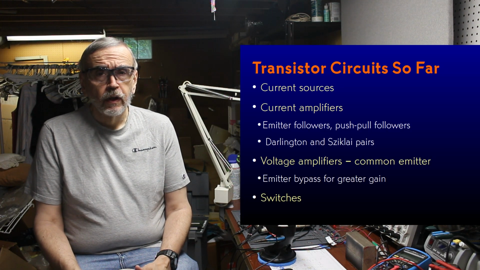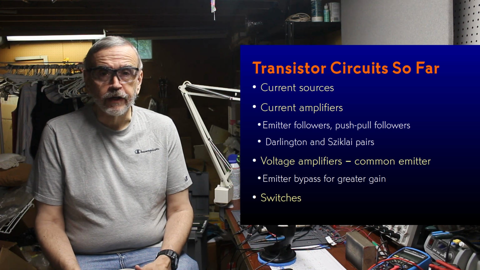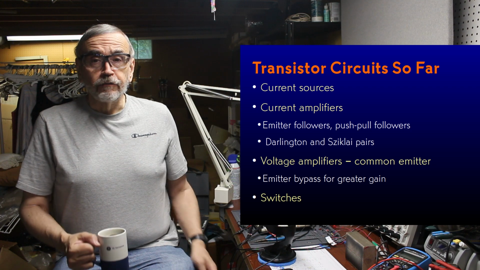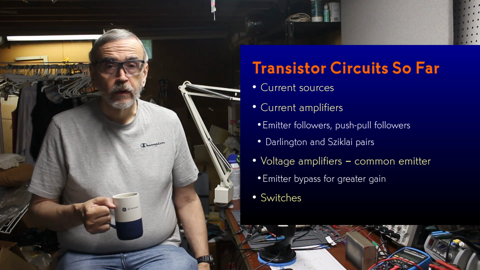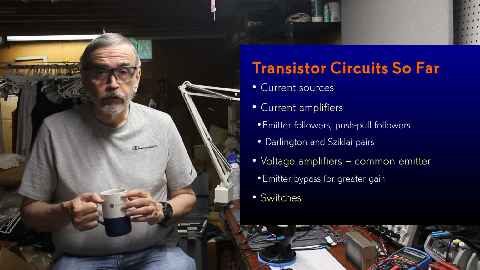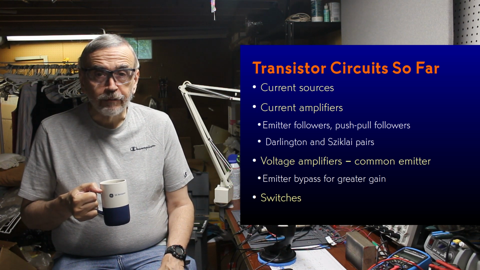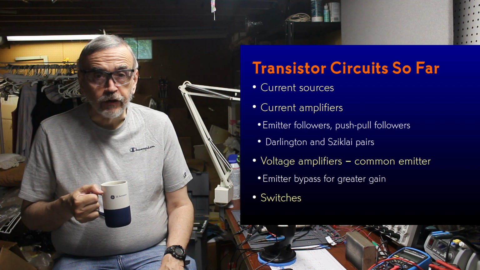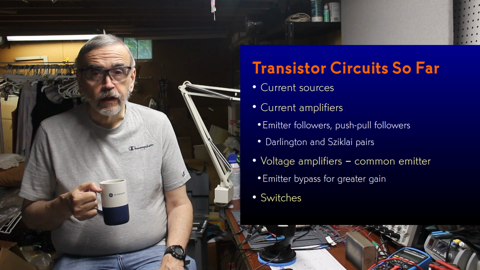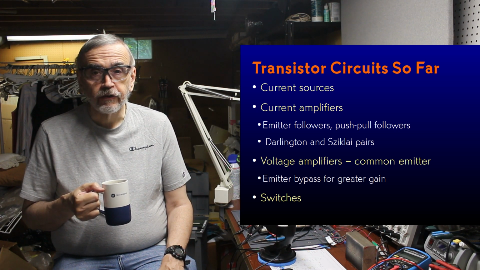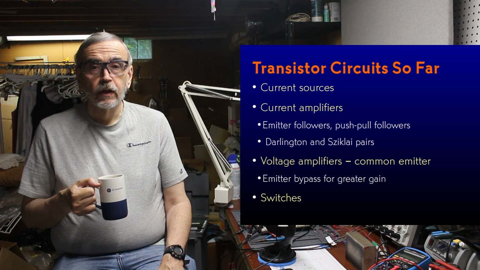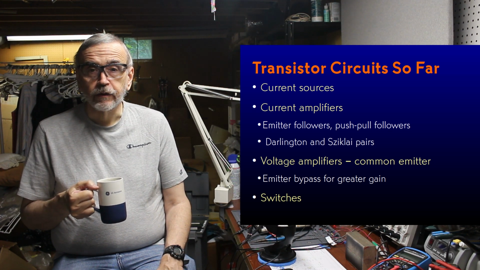In the episodes of Transistor 101 leading up to this point, we've managed to design quite a few building blocks. We've looked at current sources and current amplifiers, including both single-ended emitter followers and push-pull pairs. We've seen how we can boost current gain with Darlington and Sziklai pairs. We've built voltage amplifiers with the common emitter configuration, and we've learned how to increase their gain and stabilize their biasing by bypassing the emitter resistor with a capacitor. And we've built saturated switches and examined the limits to how much current they can deliver.